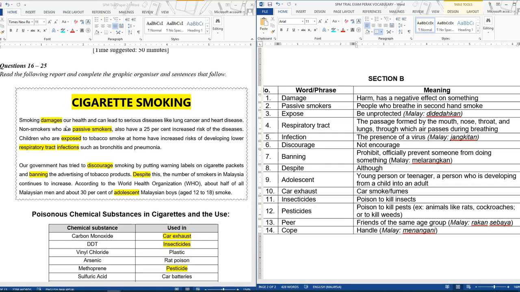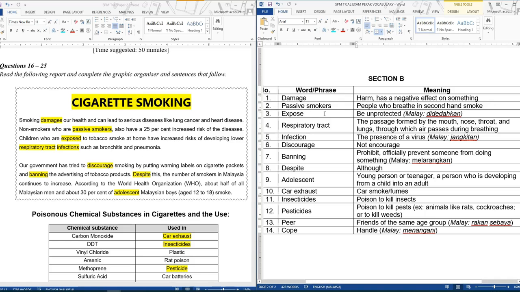So we start with the first word, which is damage. The meaning of damage is it's harmful or it has a negative effect on something. It's something that is bad towards your health. It will damage your health. Number 2, passive smokers, like what I mentioned just now. Passive smokers are people who breathe in secondhand smoke.